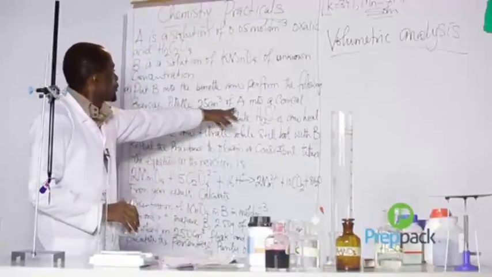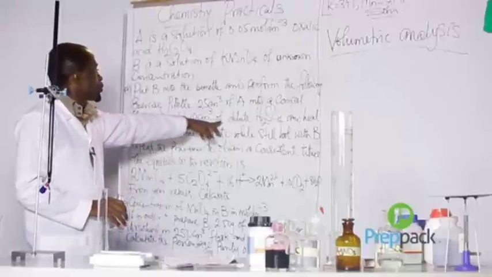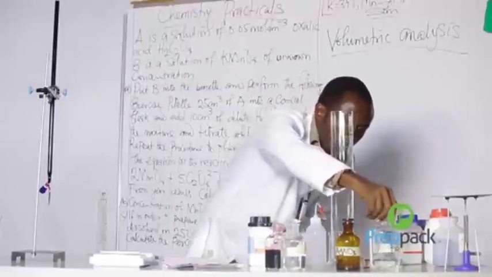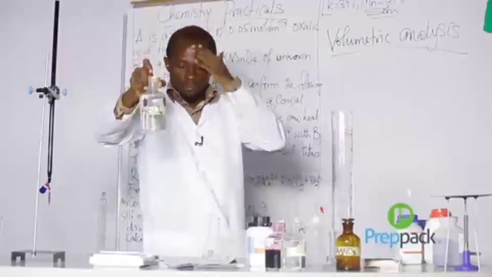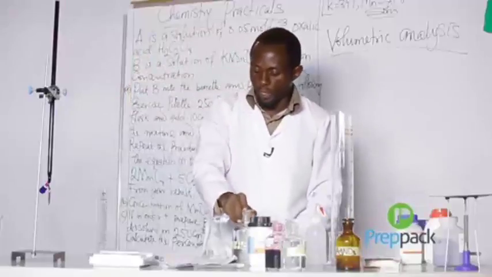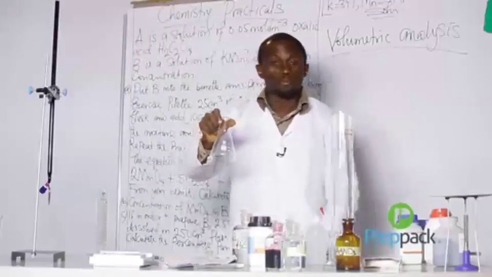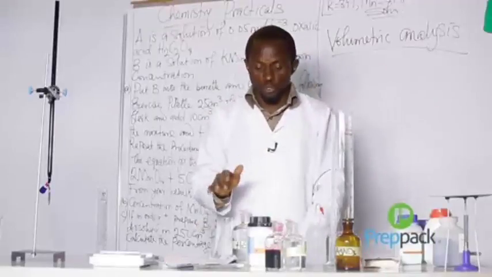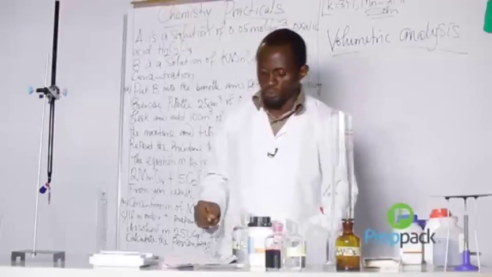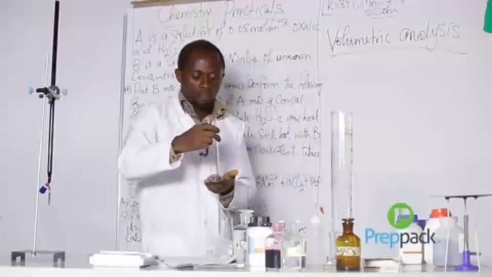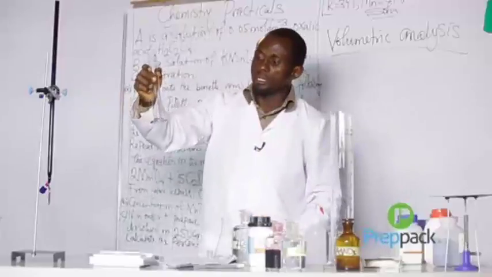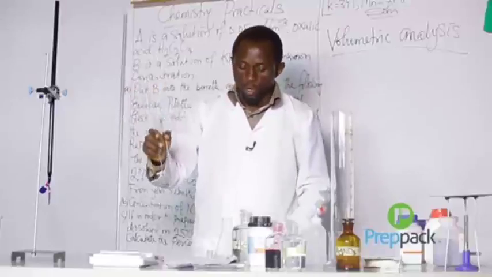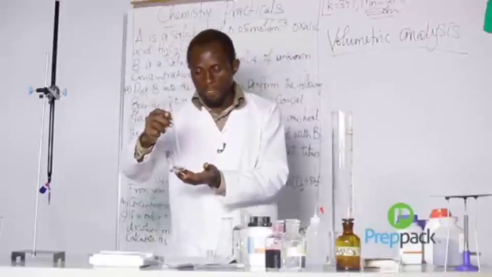Then add 10 cm cube of dilute H2SO4 to the 25 cm cube of A in the conical flask. This is my dilute H2SO4. It is an acid, so I need to acidify. Why are we adding this? It is to acidify the oxalic acid. Though it is an acid, the instruction says add dilute H2SO4, 10 cm cube. This is a measuring cylinder calibrated up to 100 mL. All I need to do is to take 10 cm cube of the acid.